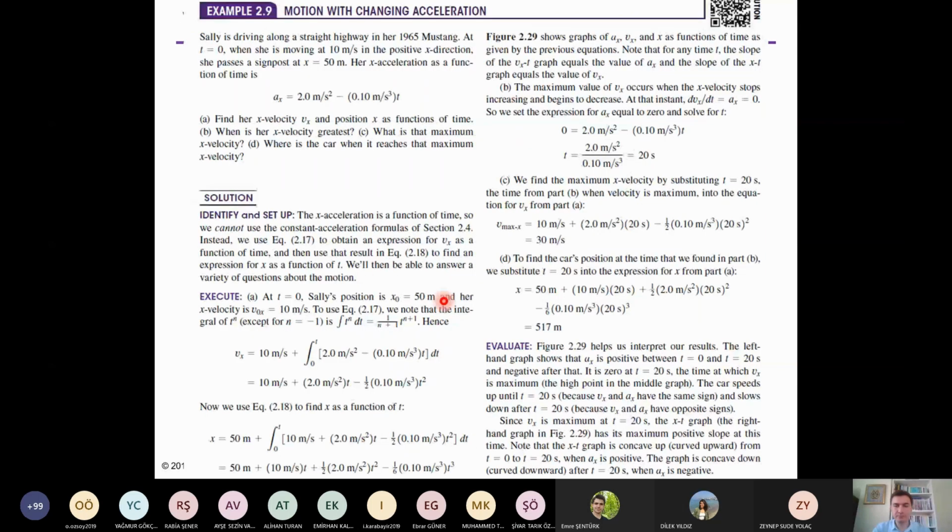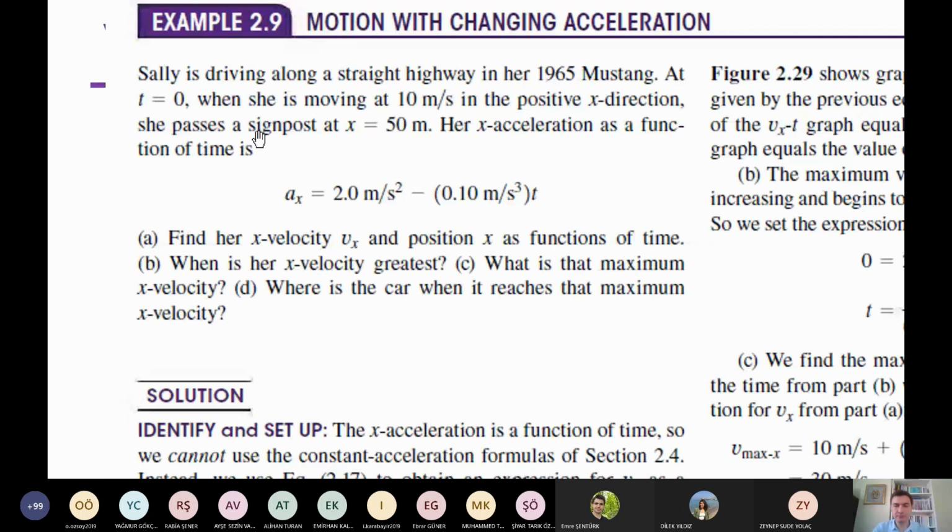Sally is driving along a straight highway in her 1965 Mustang at time t equal to 0 when she is moving at 10 meters per second in the positive x direction. She passes a signpost at x equal to 50 meters. Her acceleration as a function of time is a_x equal to 2 meters per square second minus 0.1 meter per cubic second times t.